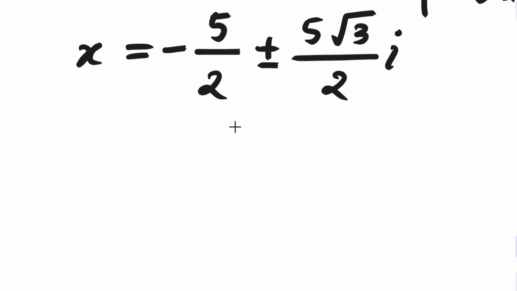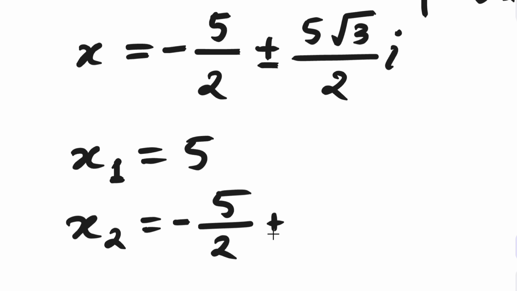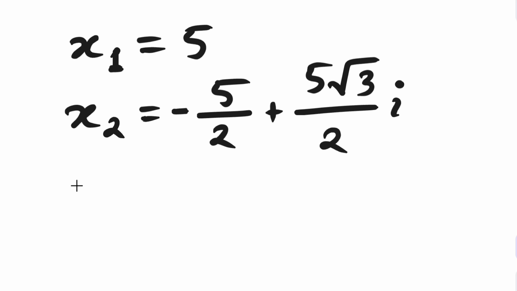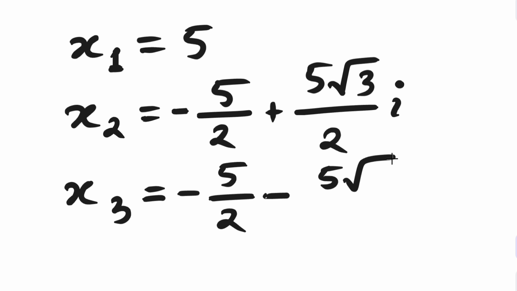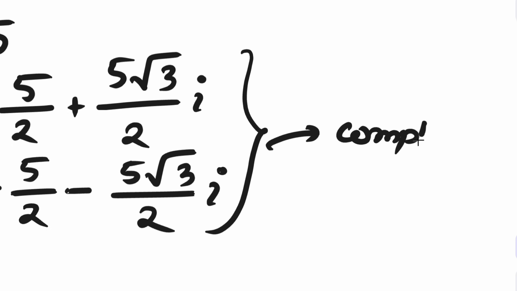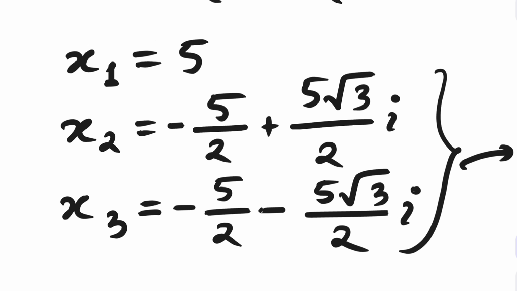Let's write out the complete solution. Our first root is x equals 5. That's our real number solution. Our second root is x equals negative 5 over 2 plus 5 square root of 3 over 2 multiplied by i. And our third root is x equals negative 5 over 2 minus 5 square root of 3 over 2 multiplied by i. And notice these last 2 roots are complex conjugates of each other, which always happens when you're working with real coefficients.